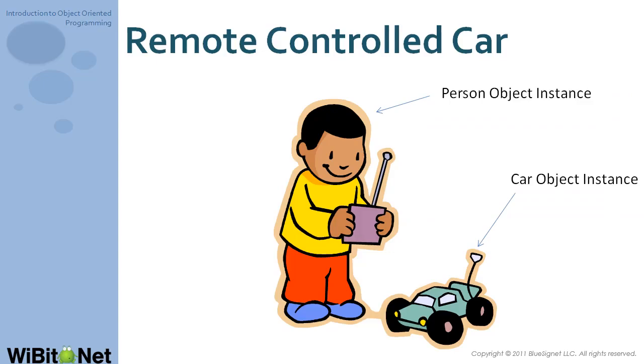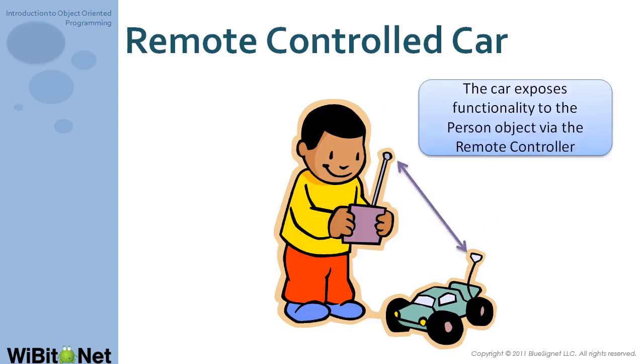So here we have a person object instance and a car object instance. Now the car exposes its functionality to the person via the remote controller. It has a lot of functionality, but the functionality can't be manipulated unless there is a device controlling it. So in this case, the remote controller will access the exposed functionality of the remote controlled car.